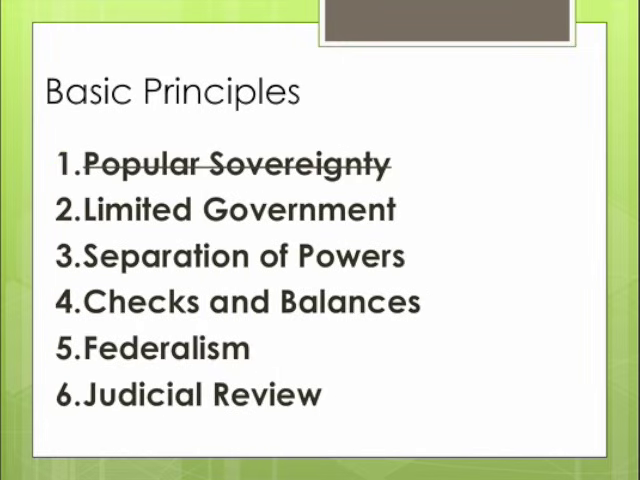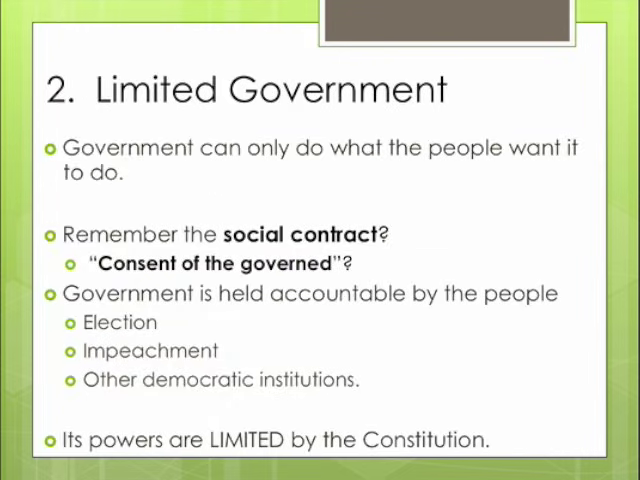Well, that takes care of our first principle, so now we'll move on to the second one, limited government. Under the Constitution, the government can only do what the people want it to do. We introduced this to you last unit a little bit through the philosophy of John Locke and Rousseau, and that if government was not protecting the people, then those philosophers believed that the people then could change it.